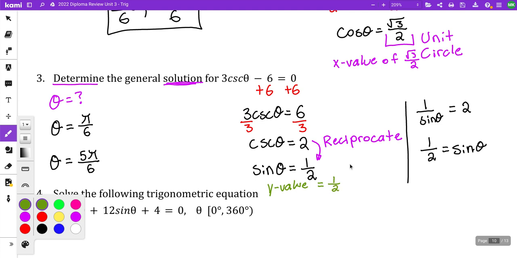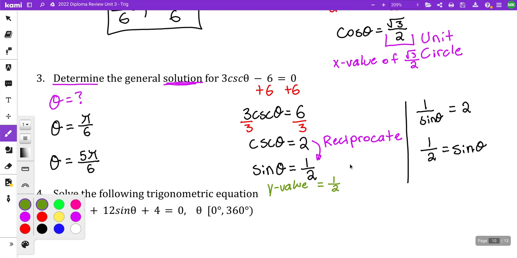Okay. These are solutions. These are not the general solution. Notice they gave me no boundary. They never said solve for theta within 1 spin. General solution means infinite spins. I want all coterminal angles.